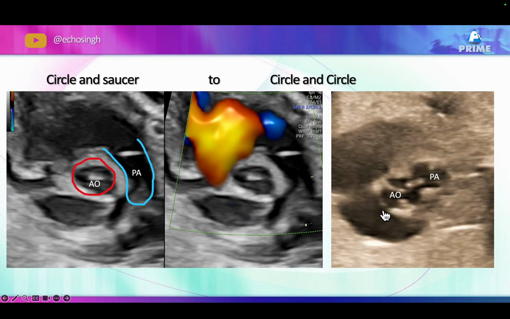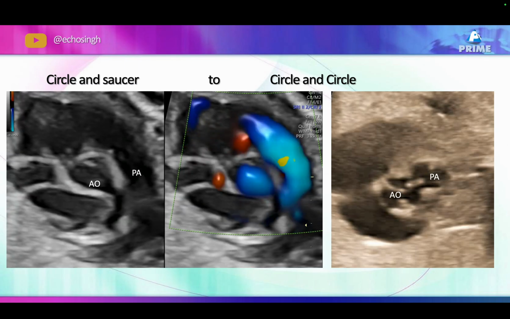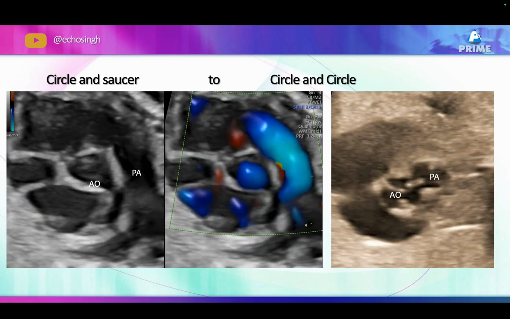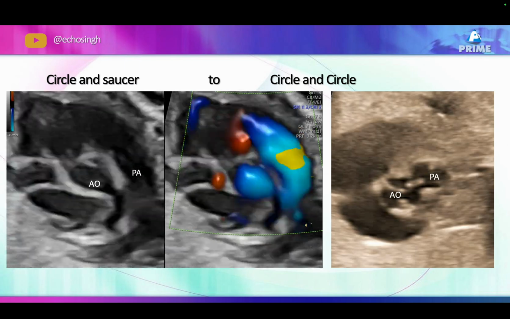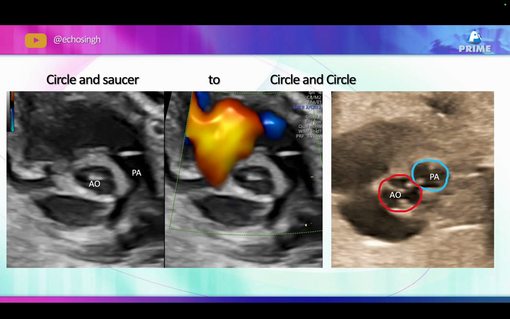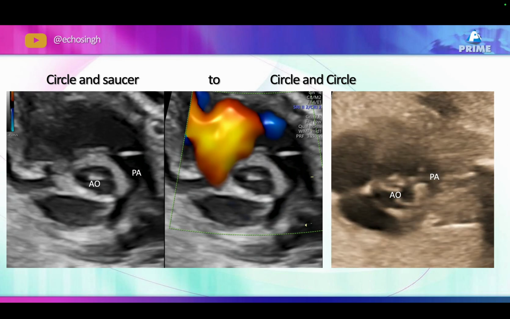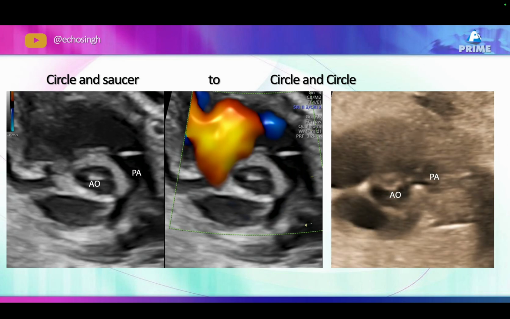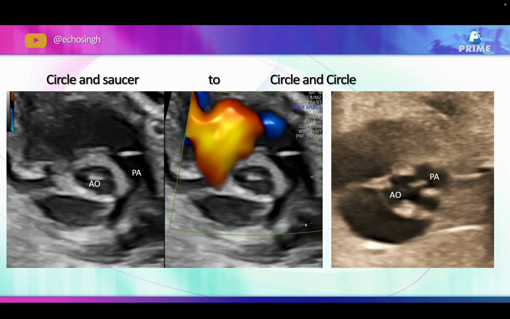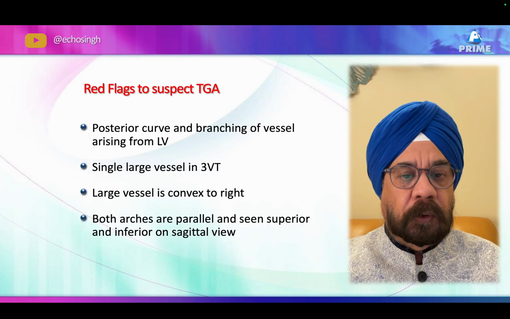Another sign is that normally when you have a cross section of the aorta and pulmonary artery, you see a circle of the aorta and you see a sausage kind of shape of the RVOT and pulmonary artery, and that's what you see on the color Doppler. But in transposition of great arteries, you see both circles, pulmonary artery and aorta, lying anteroposteriorly, and this is how it looks. It doesn't form that circle and saucer appearance. That's another clue to TGA.